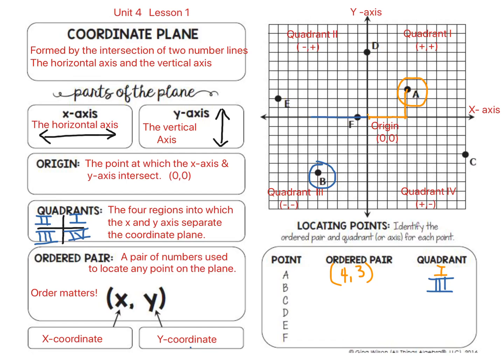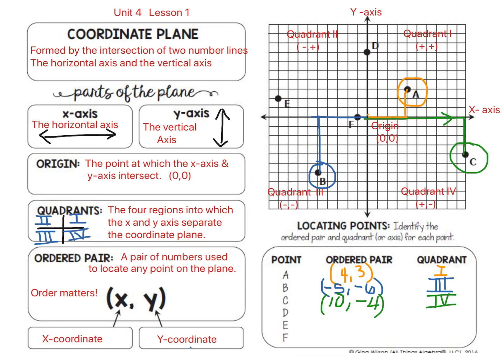Try C, and pause the video if I'm going too fast. So C is definitely in quadrant 4. And to get there, I had to go to the right 10 places. So because I went to the right, that's positive. And then I went down 4. So my ordered pair is (10, -4).